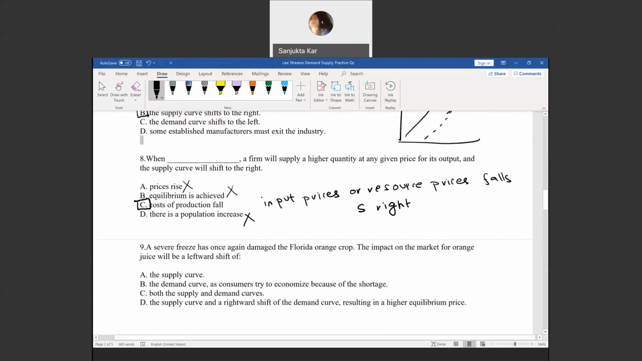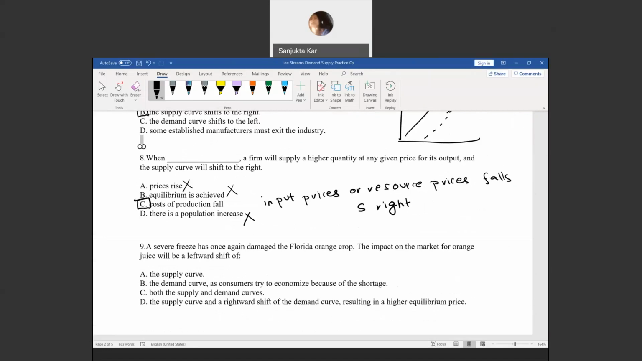Now let's move on to question number 9. It says, a severe freeze has once again damaged the Florida orange crop. The impact on the market is going to be a leftward shift of the supply curve. We do not really know what happens to the demand curve here, so we can't really comment on it without knowing what the buyers will do. But definitely the supply curve is going to shift to the left, because the quantity of oranges is going to go down as the freeze damaged the orange crop.